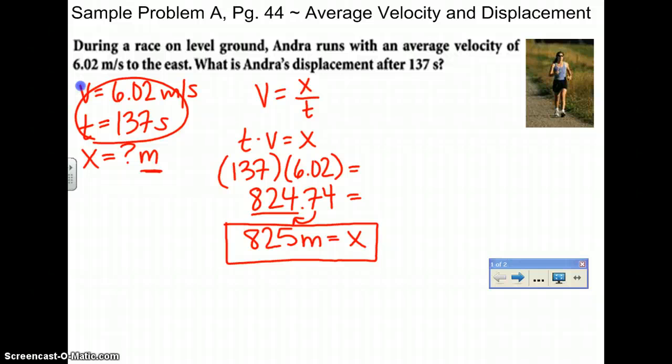In other words, check the problem out again here. She's running towards the east, so obviously it's a positive 825 meters. We just don't put the plus sign in front because if you have a number written there, it should be able to be assumed as positive.